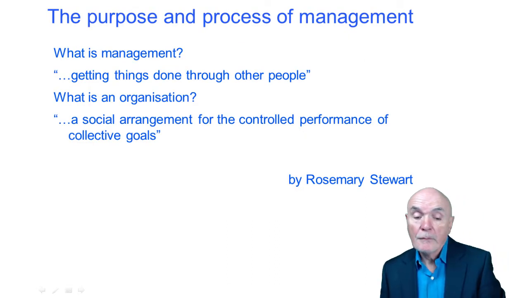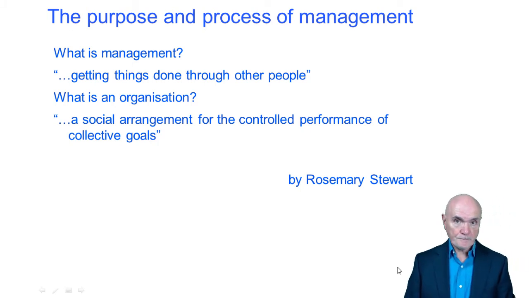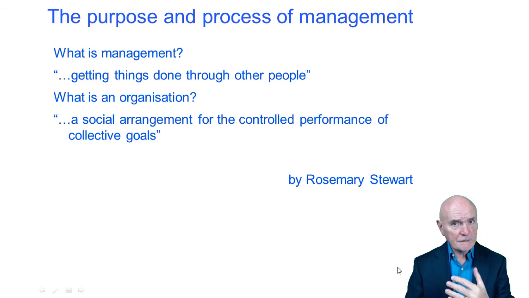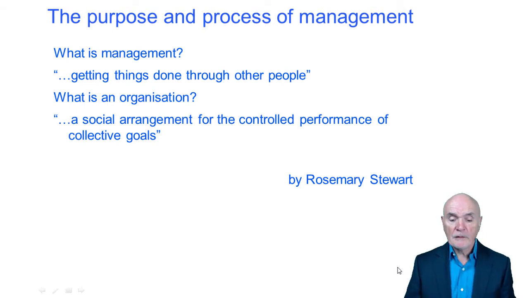Now we come to look at the purpose and process of management. We know that an organisation is a social arrangement for the controlled performance of collective goals. And management is a method, or can be defined as, getting things done through people. So these two come together really. We have people in the social arrangement, an organisation or a business, and we have management of these people in an attempt to get these goals met relatively efficiently and on time and so on.